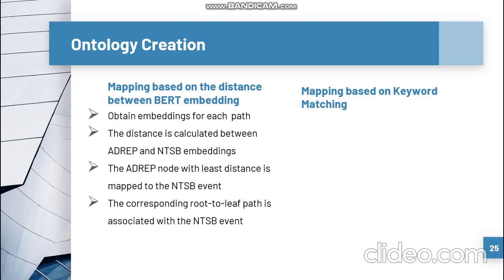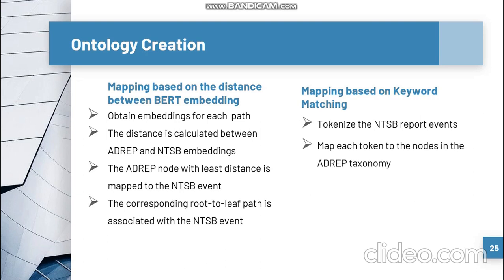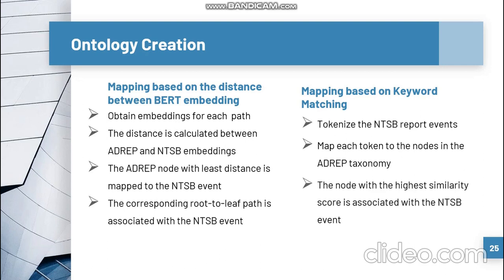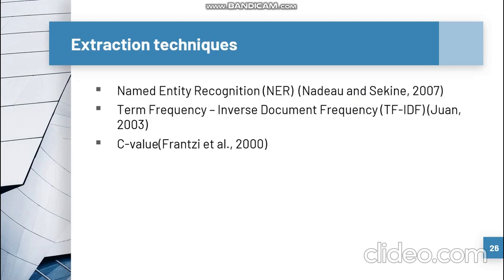Then mapping based on keyword matching. In this, we first tokenize the NTSB report events, then map each token to the nodes in the adaptive taxonomy, and then the node with the higher similarity score is associated with the NTSB event.